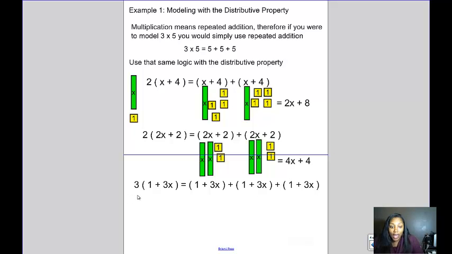So if I saw another example, now I have 3 outside the parentheses and 1 plus 3x. Again, it's showing me that I am basically taking 1 plus 3x and adding it 3 times if I show it as repeated addition. So I can take my 3 x's for each one of these.